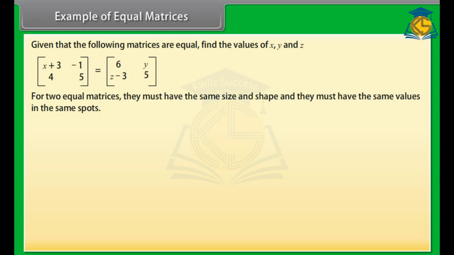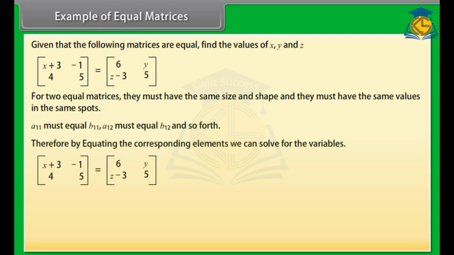the same spots. Or we can say A11 must be equal to B11, A12 must be equal to B12 and so forth. Therefore, by equating the corresponding elements, we can solve for the variables. x plus 3 is equal to 6, x is equal to 3, y is equal to minus 1, z minus 3 is equal to 4, z is equal to 7.